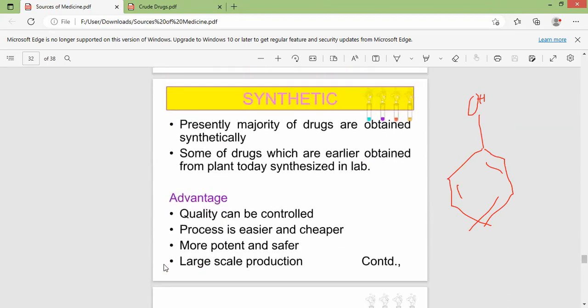Then synthetic, number one, we know synthetic drugs are the most used drugs in the market, right? We obtain them from the lab. Synthesis is from the lab. For synthetic drugs, we say that the quality can be controlled, the process is easy and cheaper, more potent and safer in large-scale production. Because for the natural drugs, sometimes it's hard to control the quality. Extraction may not be 100%, and all of these disadvantages.